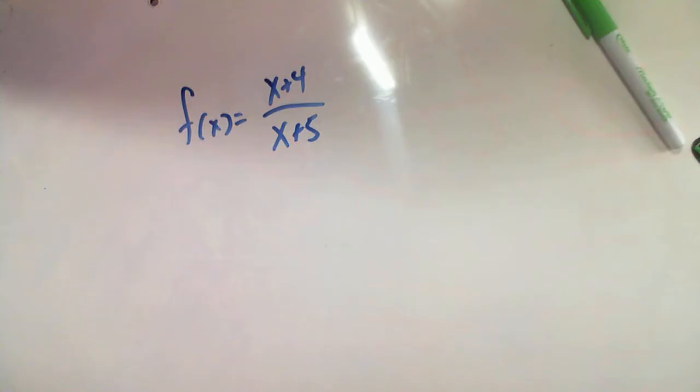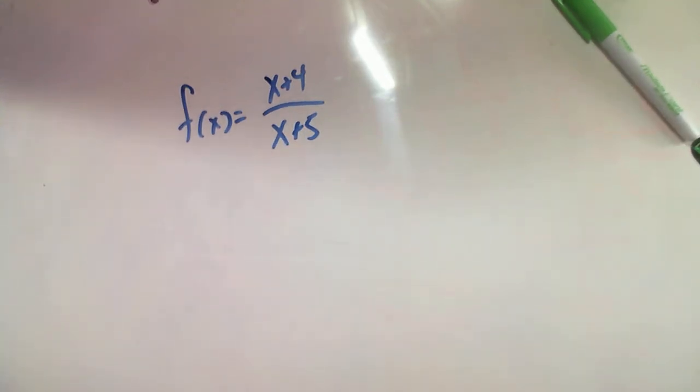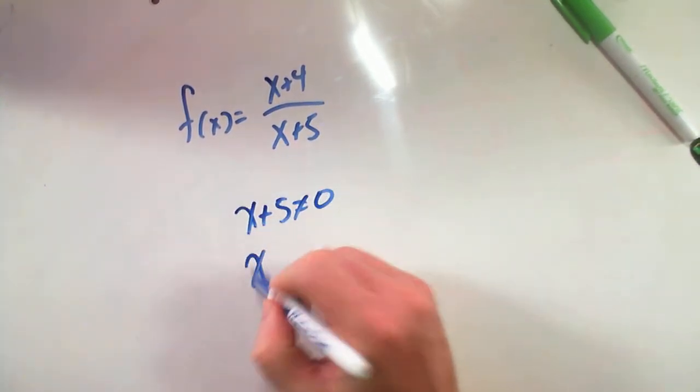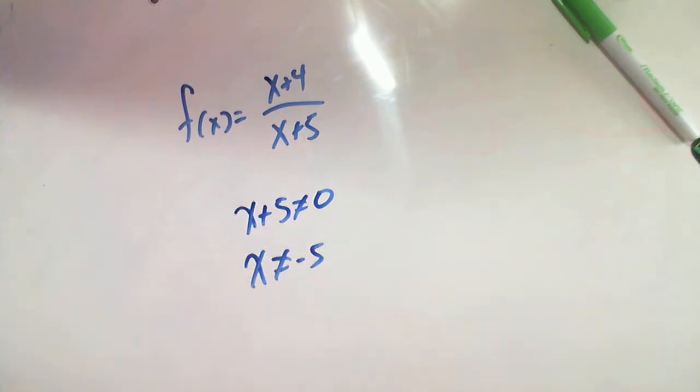In this one, the problem looks a little different because it has a variable in the numerator. As far as domain goes, we do not care about that numerator at all. So x plus 5 cannot equal 0. X cannot equal negative 5.